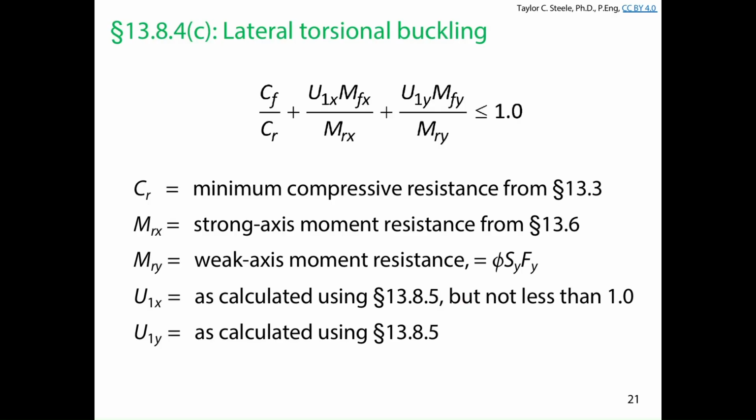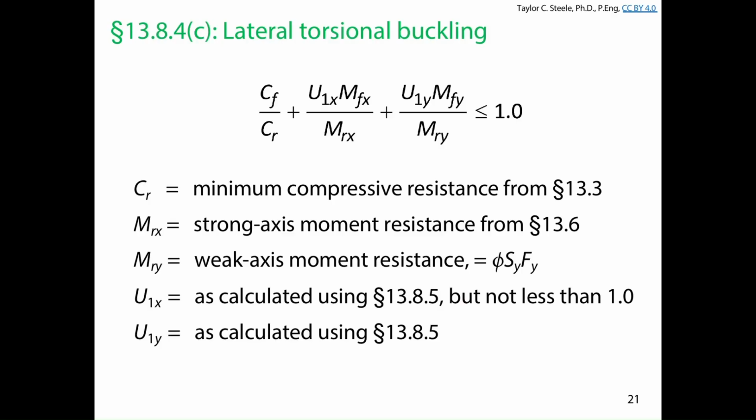We're looking at stability of the compression flange. And so if the column is in compression and it's going to fail about torsional or weak axis flexural buckling, we're looking at the minimum compressive resistance from clause 13.3, which is usually weak axis or torsional buckling. We're looking at the unbraced moment resistance about the strong axis. And for the most part, you can ignore the weak axis moment, but it's going to make things a little bit worse. But we just calculate that based on SY FY.